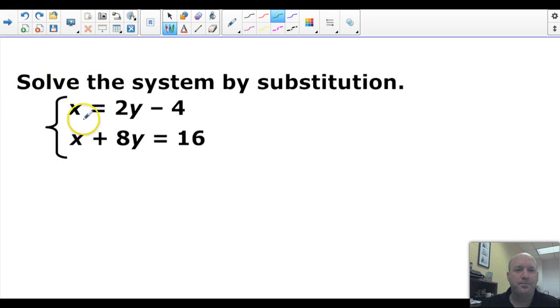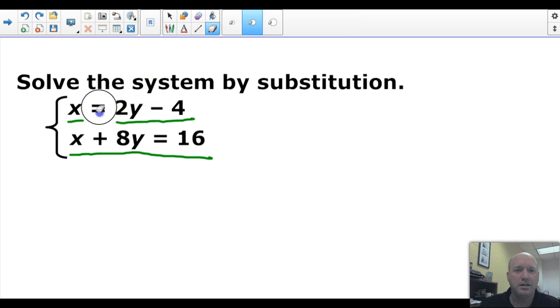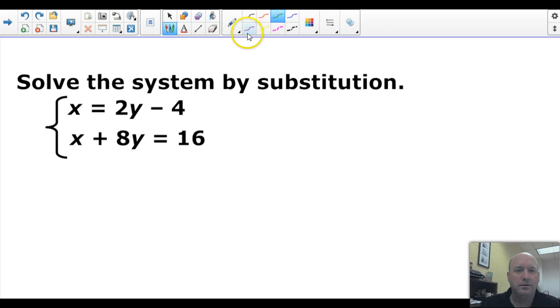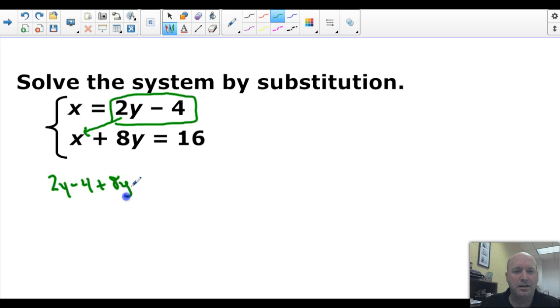Next example, as you can see, x is not solved for and y is not solved for in this equation, but x is by itself in this equation. See that? It's by itself on one side of the equal sign. So I'm going to take this 2y minus 4, and I'm going to substitute it for that x in the second equation. I'm going to take 2y minus 4 plus 8y equals 16.